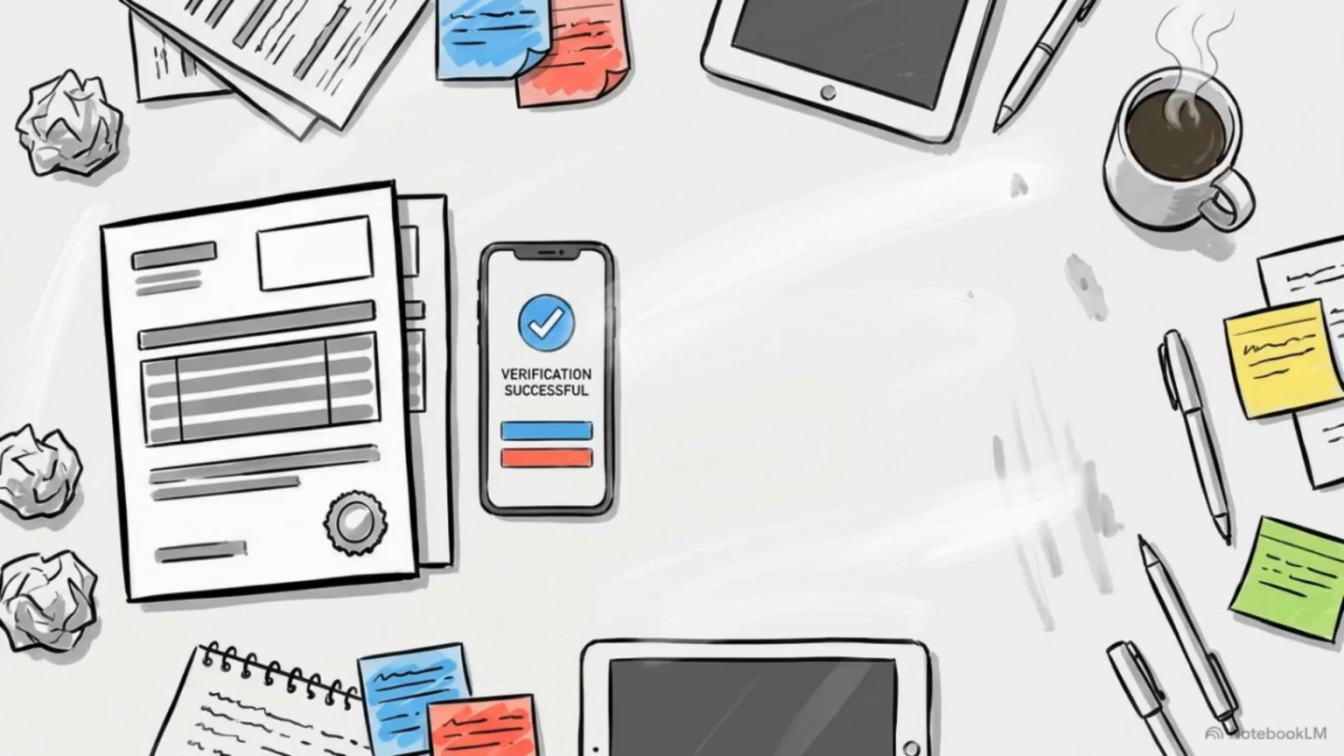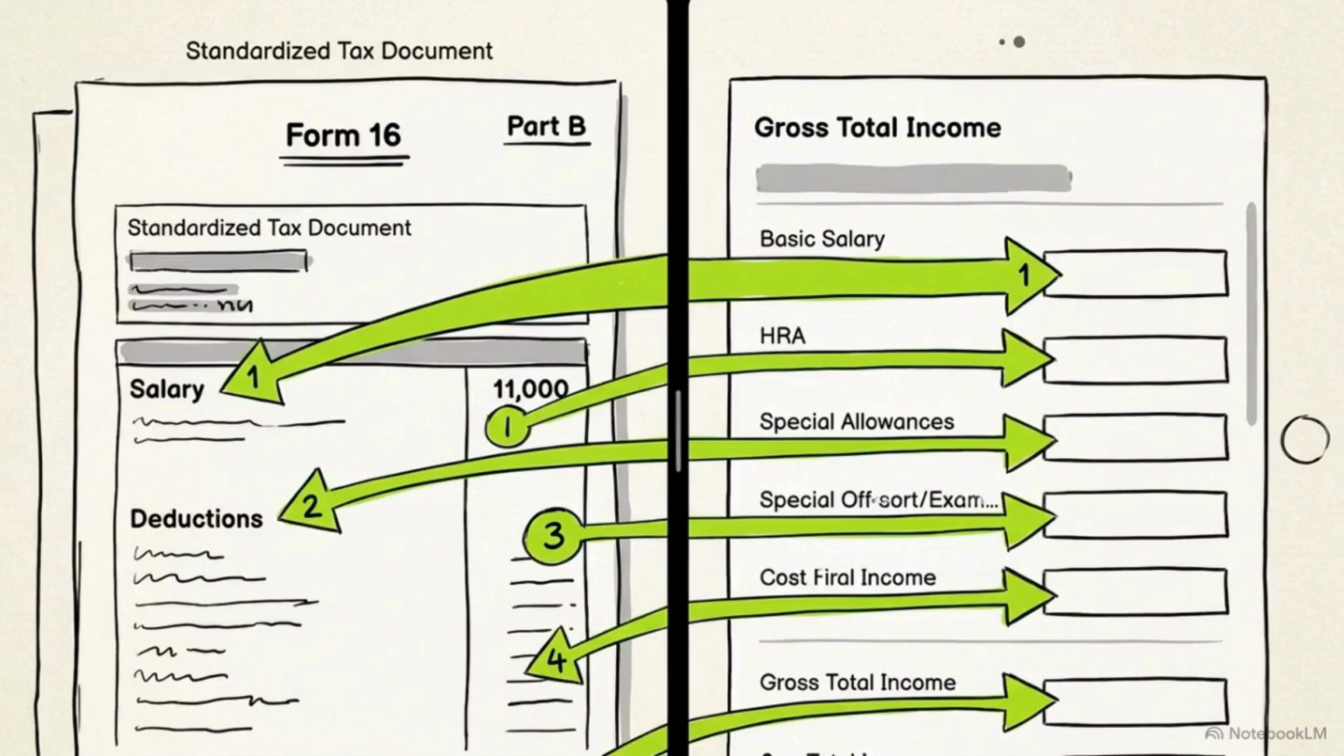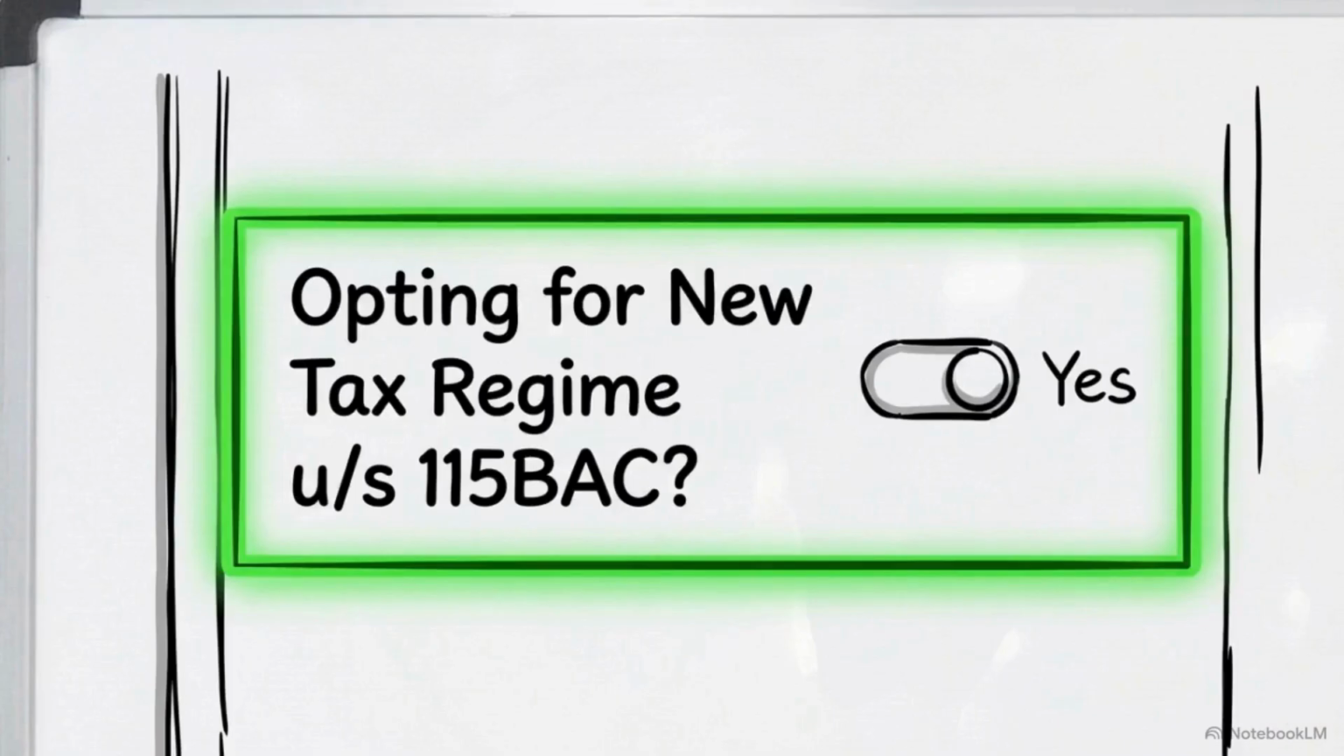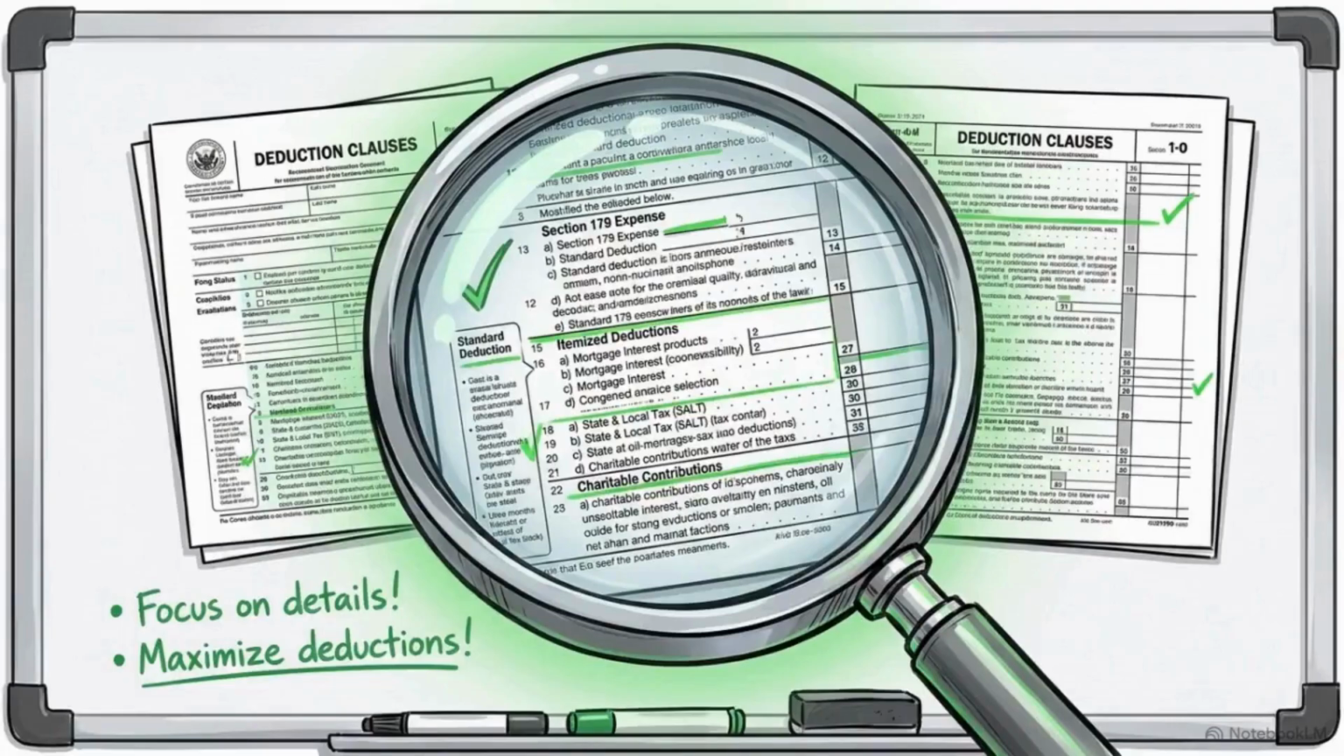This screen displays the salary data the government already has. Take your physical Form 16, compare Part B on the left, and ensure every number matches the digital fields on the right. Under the updated rules of the Income Tax Act 2025, the system defaults to the new tax regime. Verify which regime you are currently opted into, as this directly dictates your eligible exemptions.